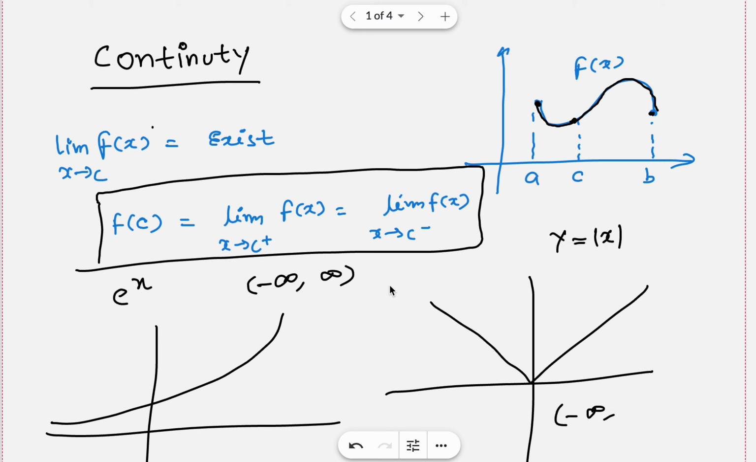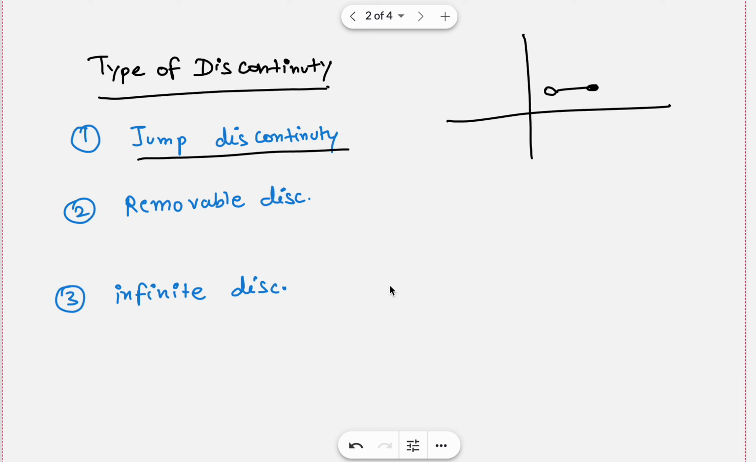Now we'll discuss what discontinuities are. Majorly, three types of discontinuity are present in functions. First we'll discuss the jump discontinuity. Jump discontinuity means suppose I have this kind of function. So this is the jump. Now this function is discontinuous, and this type of discontinuity is known as jump type discontinuity.